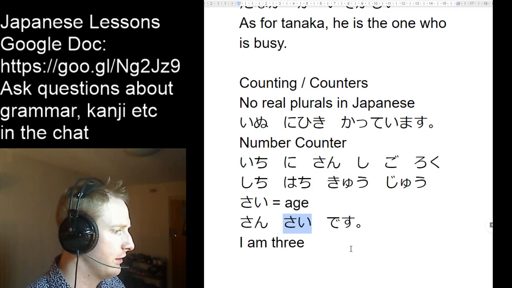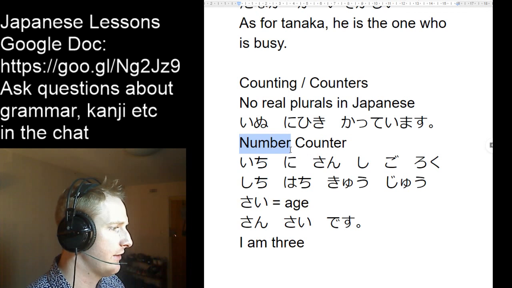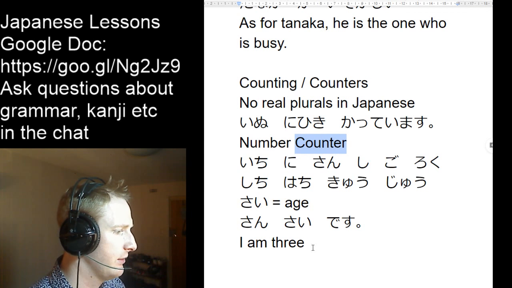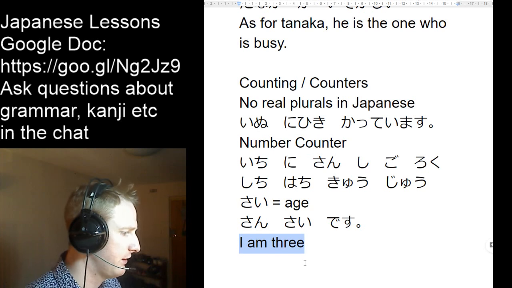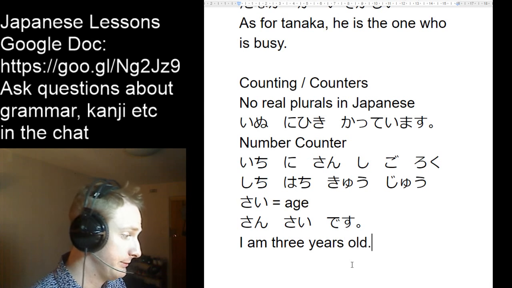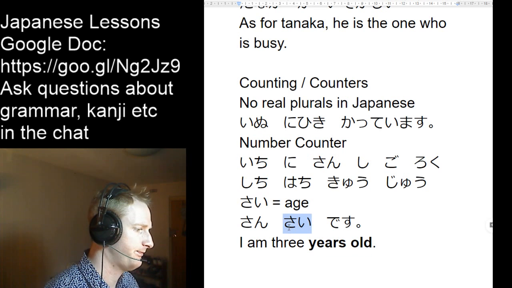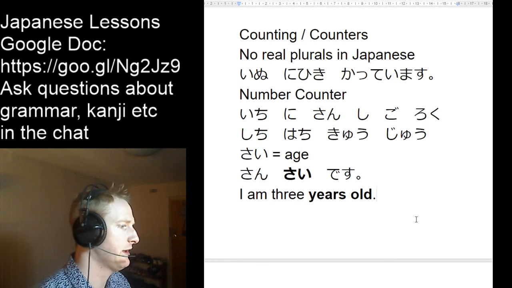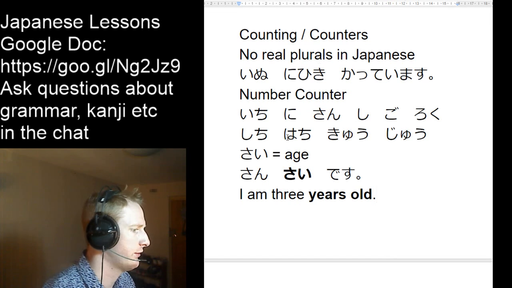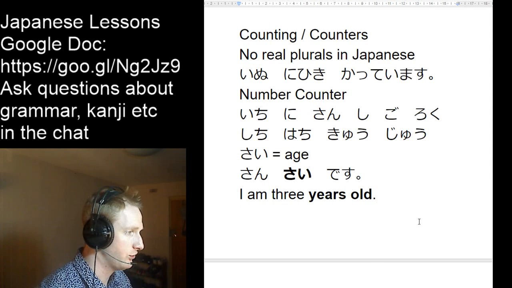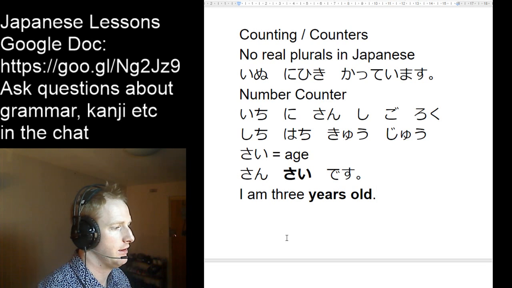So this is a very good example of a counter, right? We have our number and our counter, and then it does something slightly different to just saying 3. It's now I am 3 years old. This is what this counter sai has done. A lot of people would be familiar with this. They probably don't realize that this was a counter, but this is a good way to get introduced to counters in Japanese.